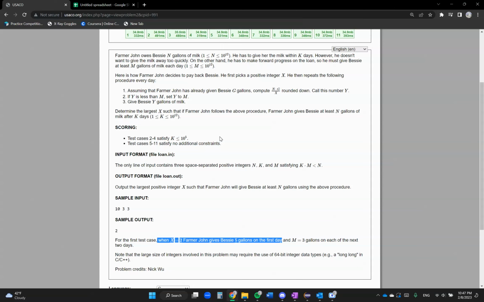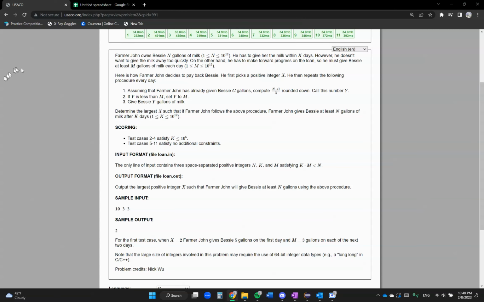Afterwards, we divide that by x again, when x equals 2, and get 2. But since 2 is less than M, which is 3, we have to set the value of y as M. Since M is 3, we set it as 3 on the next 2 days, so Farmer John pays 11 gallons back in 3 days.